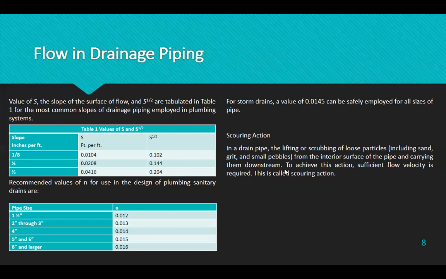Scouring action. In a drain pipe, it is the lifting or scrubbing of particles, including sand, grit, and small pebbles, from the interior surface of the pipe and carrying them downstream. To achieve this, sufficient flow velocity is required. This is called scouring action. So para mahila mo yung mga buhangin sa baba ng pipe, di ba, may mga laglag yan. So para maisama mo yun sa flow, meron siyang sufficient flow velocity, that is minimum.